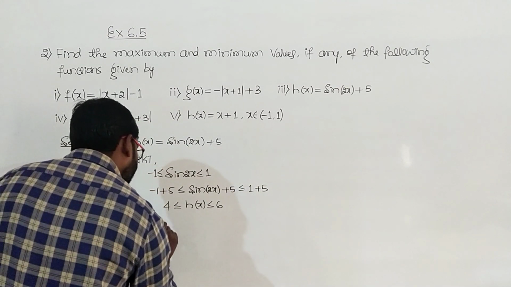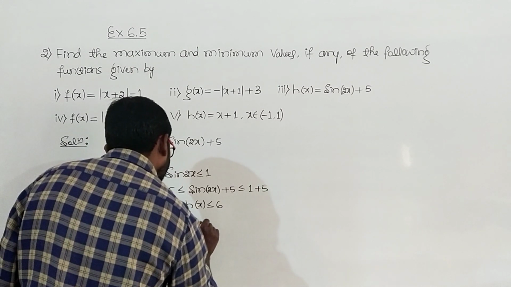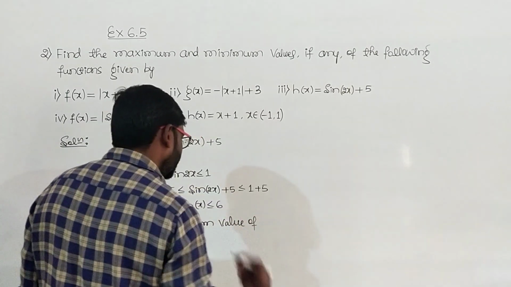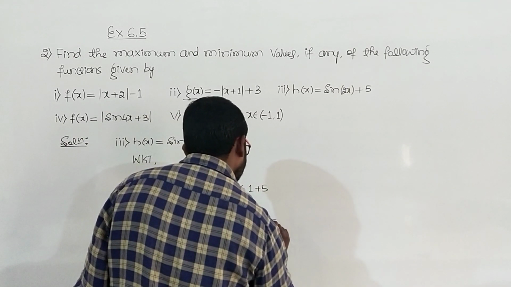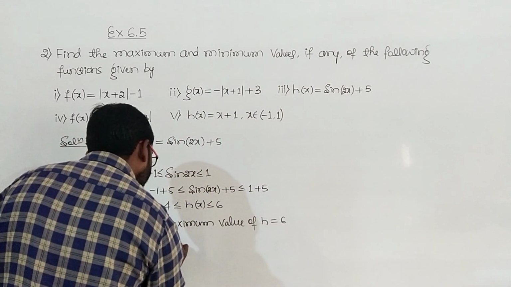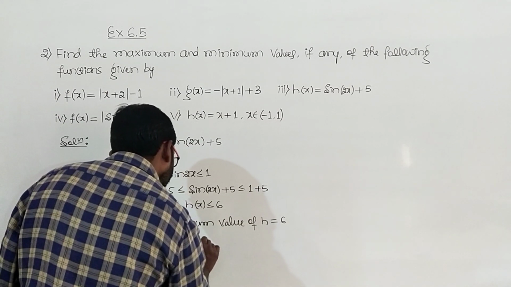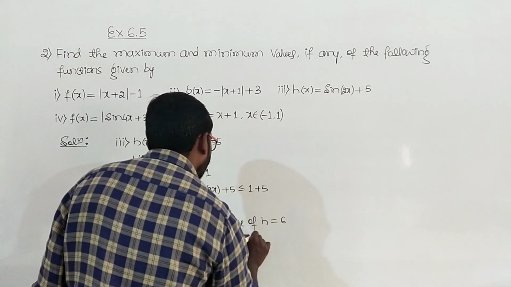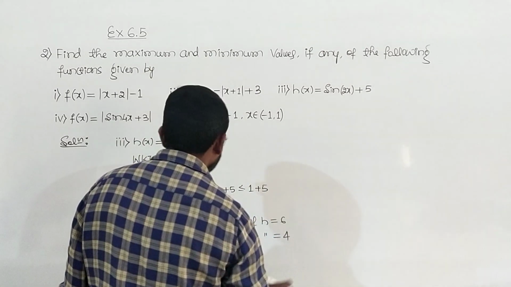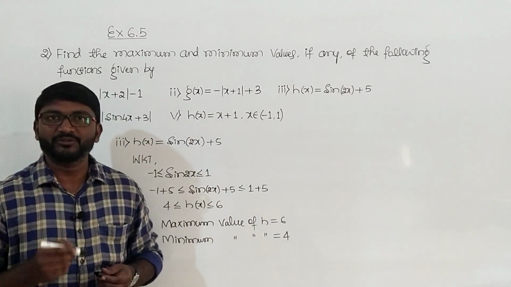Therefore, the maximum value of h is equal to 6 and the minimum value of h is equal to 4. The minimum value is 4 and the maximum value is 6. So write down this and then we'll move on to the fourth one.